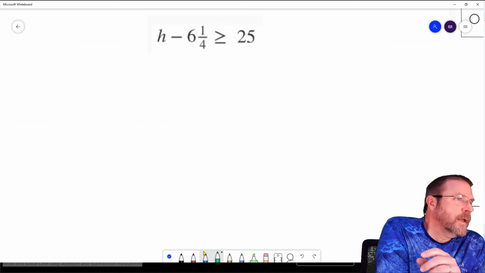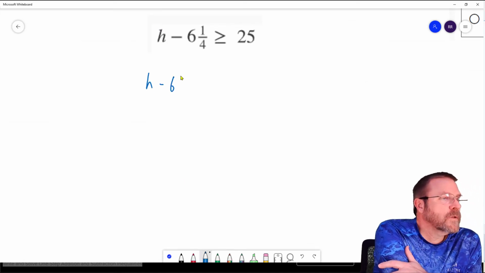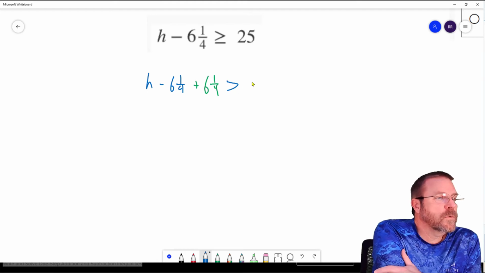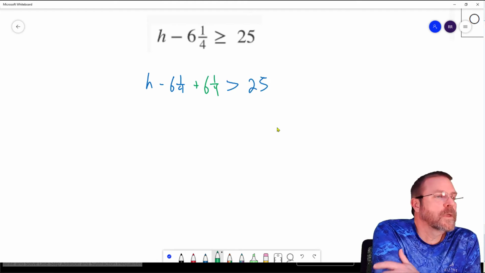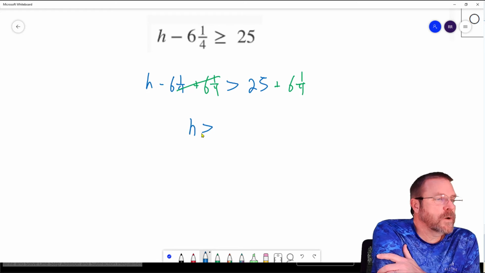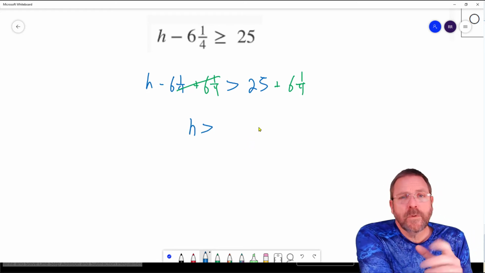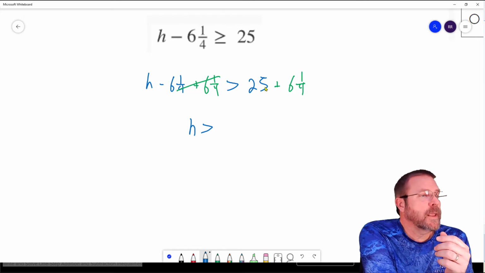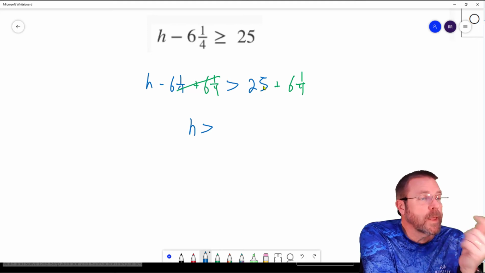I'm going to rewrite it as your height minus 6 1/4 plus 6 1/4 is greater than or equal to 25 plus 6 1/4. These are going to zero each other out, leaving my height is greater than or equal to. And now I'm going to do something a little different. Rather than changing all these into improper fractions, I'm going to take, actually I don't even need to do that. 25 plus 6, because we're adding, 25 plus 6 is going to be 31 and 1/4.